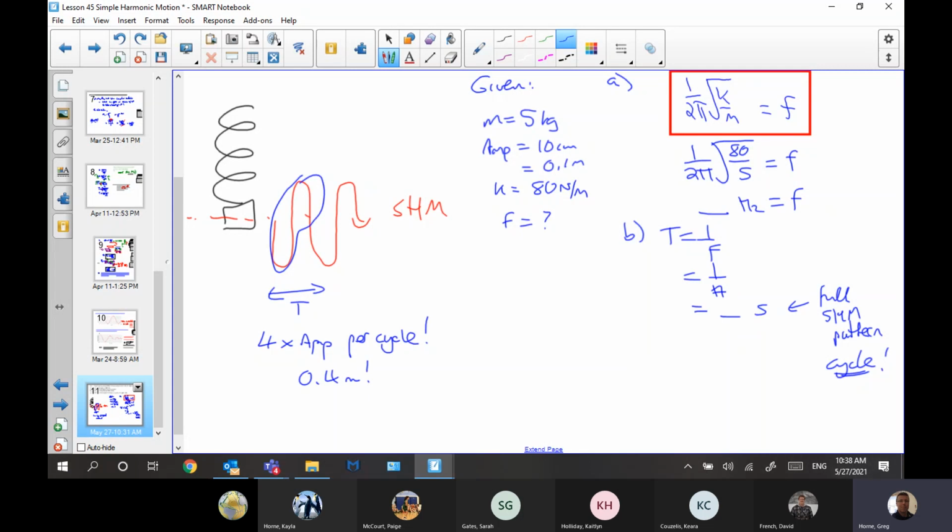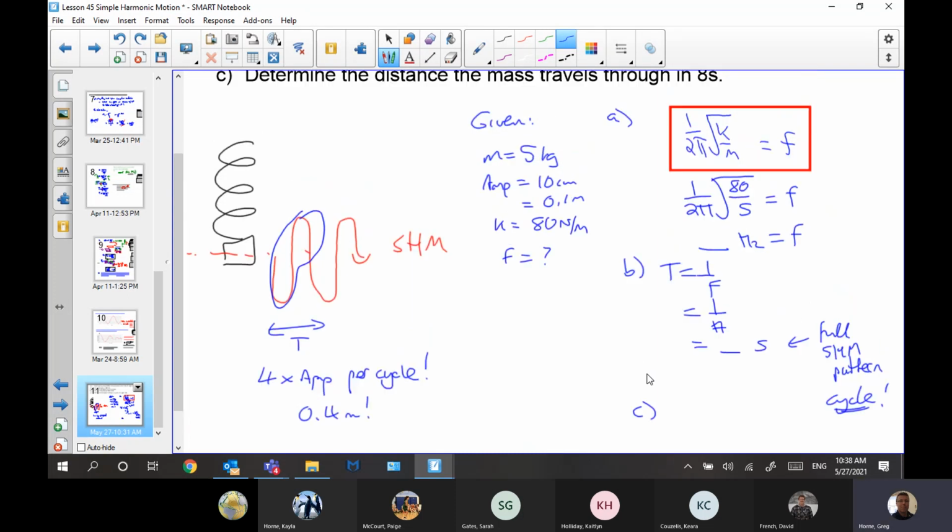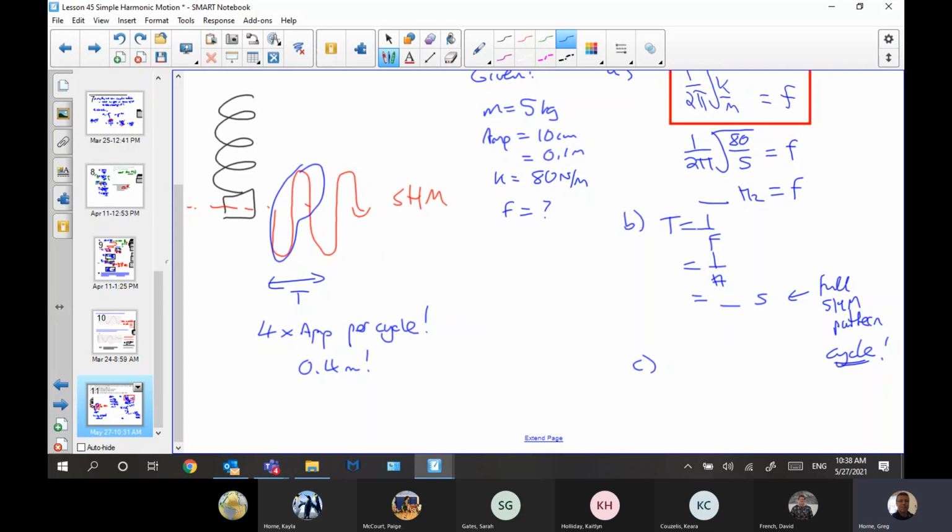So if we figured out, anybody have numbers for that for me or no? I'm just wondering, to get that value for that 8 seconds, basically you do the 8 seconds divided by the period to figure out the number of cycles, right? And then the number of cycles times 0.4 is going to give you the distance.